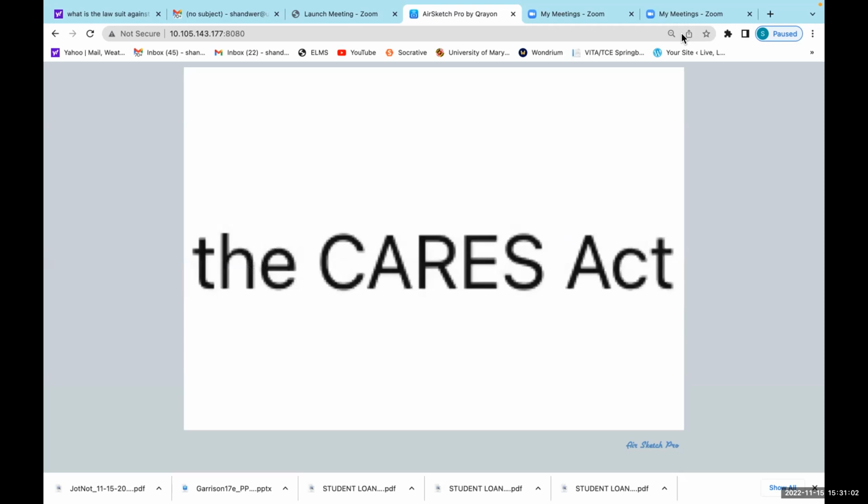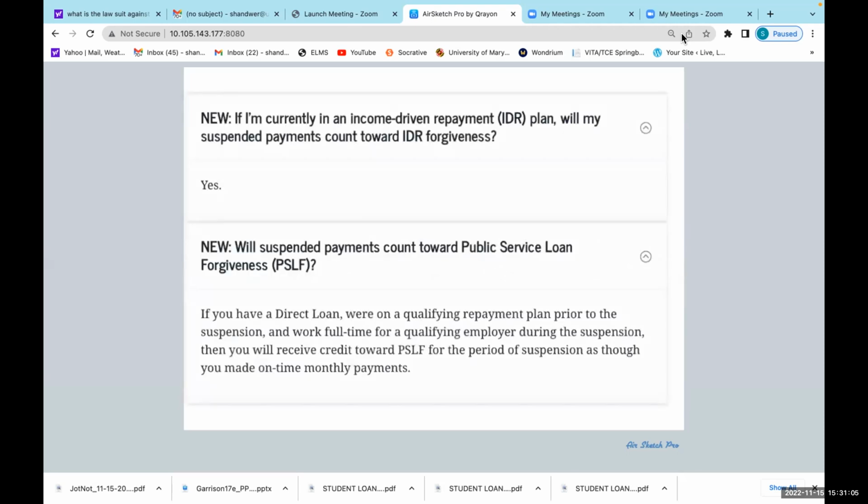The CARES Act, by the way, did the following, which is good news if you are in an income-driven repayment plan, where you have a certain number of months before your loan is actually forgiven. The first question that they answered was, if you're in an income-driven repayment plan, will the suspended payments count towards the time period before you get forgiveness on that loan? And the answer is yes, which is fantastic. And if you're in the public service loan program, which we'll talk about some details of, and you have a direct loan, again, the time period of the freeze counts towards the period of time before you're eligible to be given forgiveness. This is generally a 120-month period.